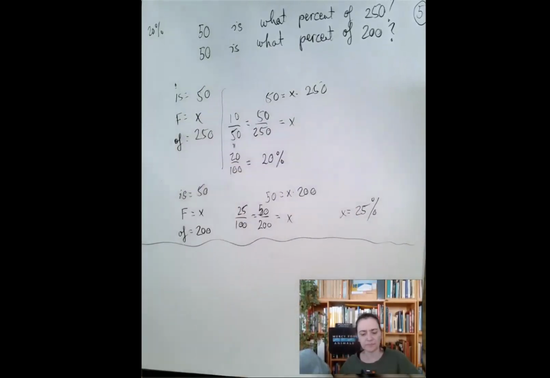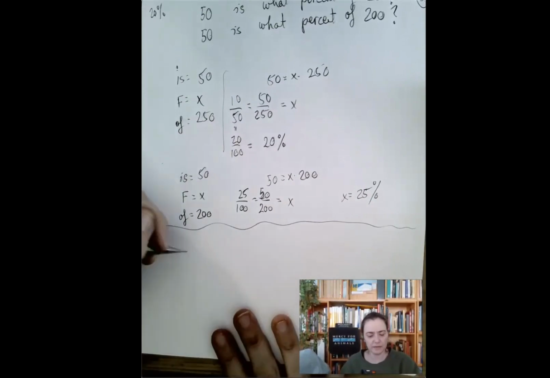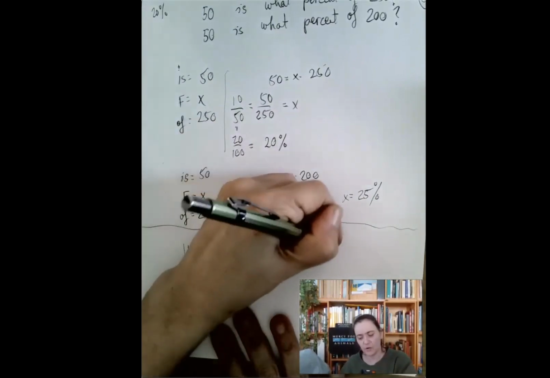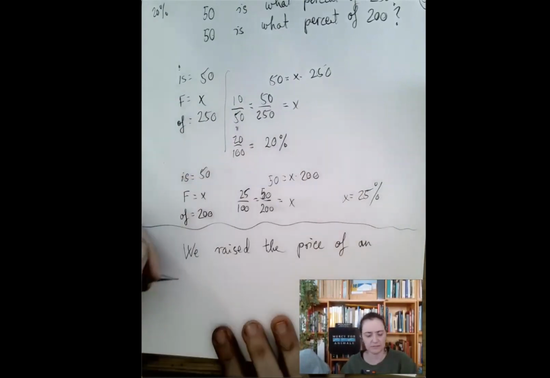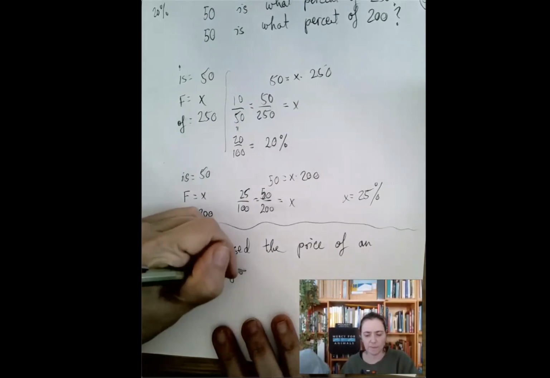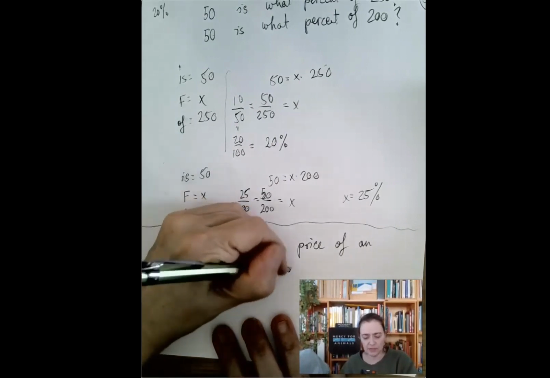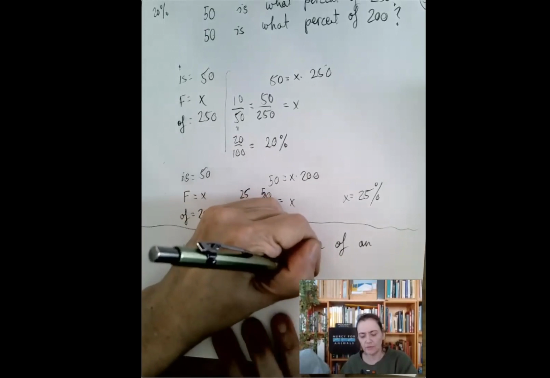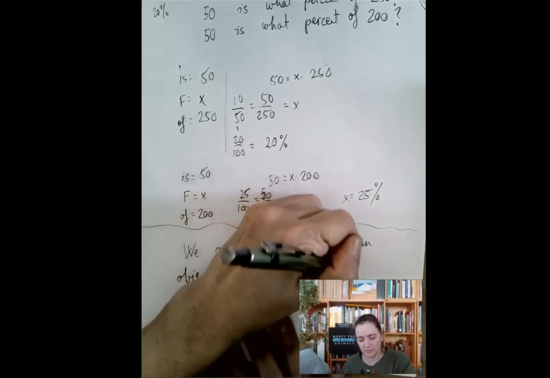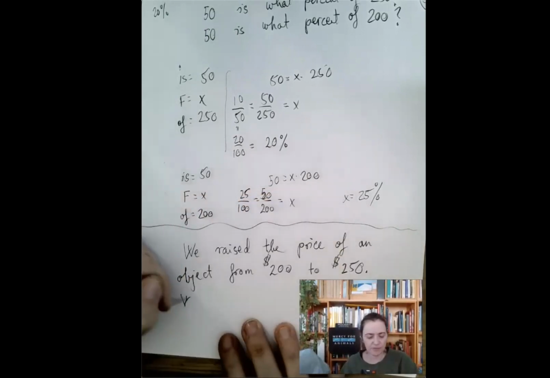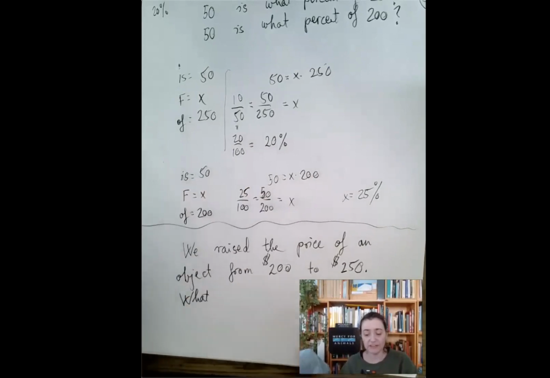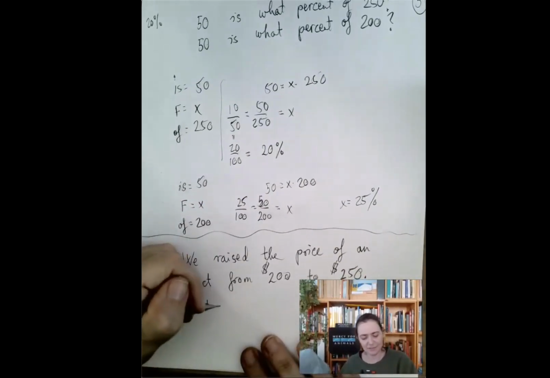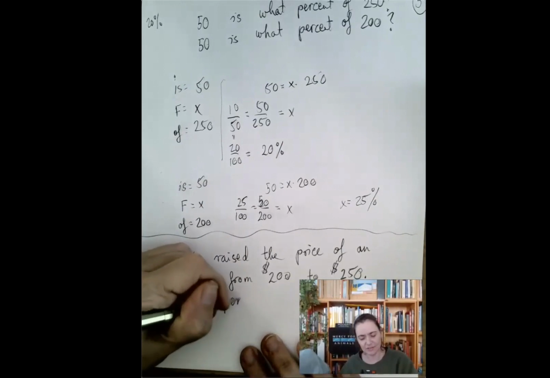Now, we raise the price of an object from $200 to $250. What percent of a change is this? 20 or 25, right? What percent of a change is this?